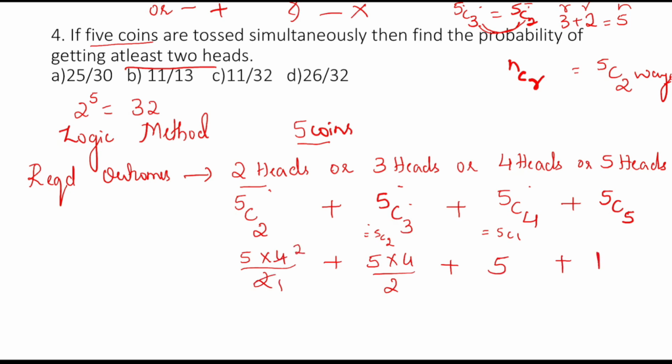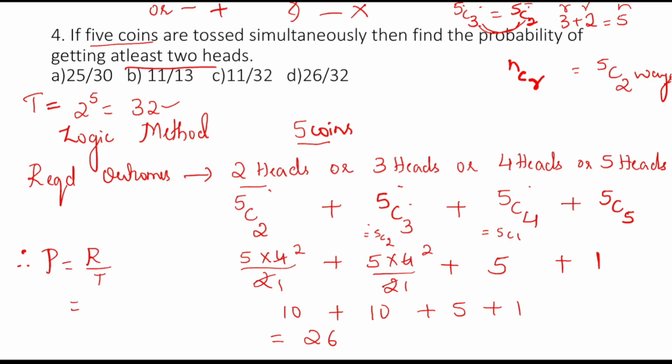So 2 1s are 2, 2 2s are 10, plus 5 2s are 10, plus 5, plus 1. So it is 26. Okay, so required outcomes are 26, and total outcomes are how many? 32. So therefore probability is equal to required outcomes divided by total. So required are 26 divided by total 32. Okay, so probability is nothing but 26 divided by 32. Option D is the answer.